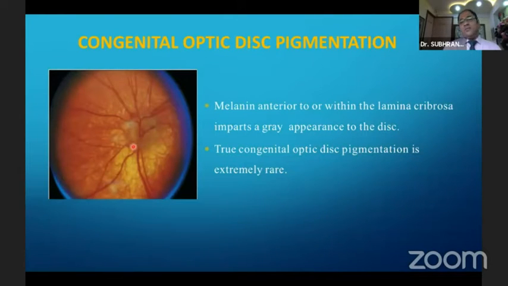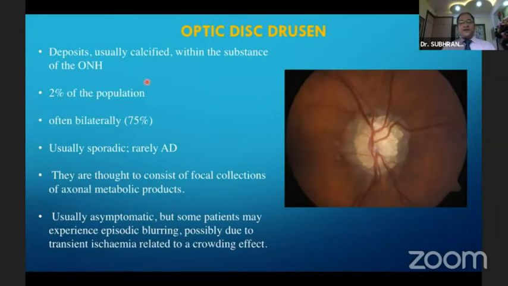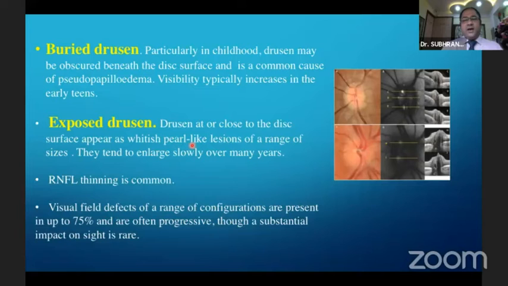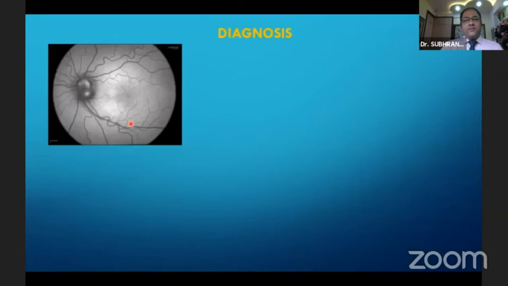Then there might be less common entities like congenital optic disc pigmentation. Optic disc drusen can be seen in up to 2% of the population, often bilateral and usually sporadic, might be buried, wherein we might confuse it with papilledema, or exposed. RNFL thinning is common. And what is important is the diagnosis.